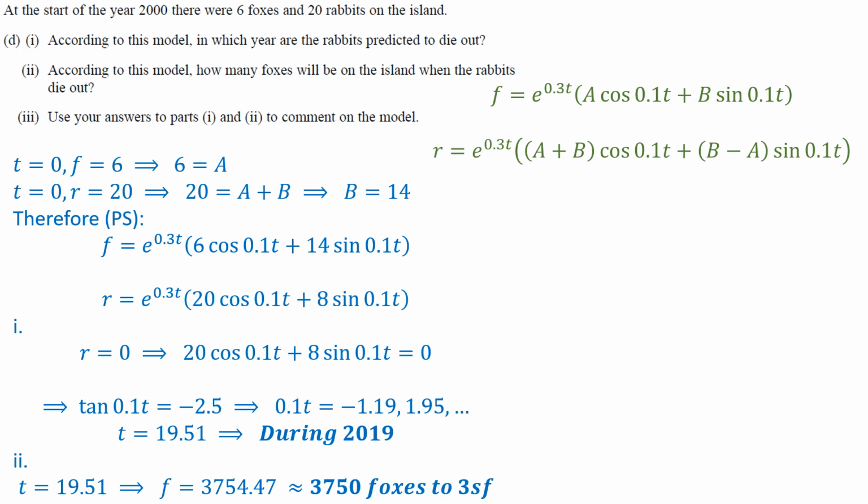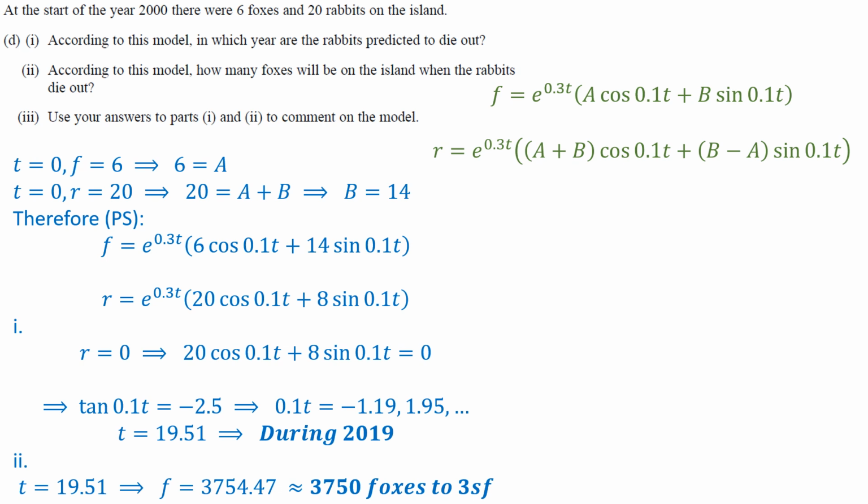It's only a mark, but they need you to make reference to parts I and II in your statement, and you also need to make some kind of comment on whether you think the model is suitable or not. When it says comment on the model, that's what they're looking for. Is it a model that we think is plausible? Is it realistic? Is it suitable?